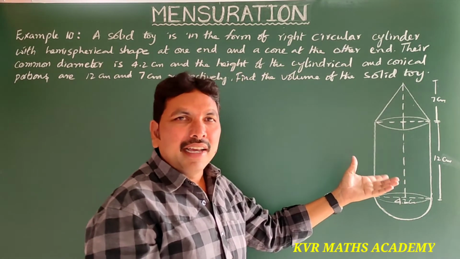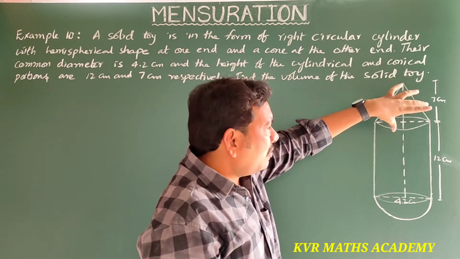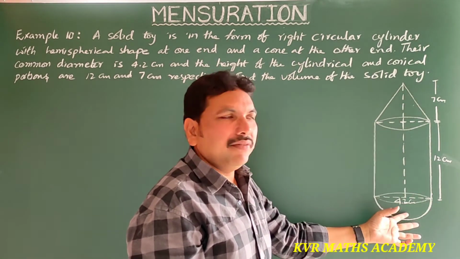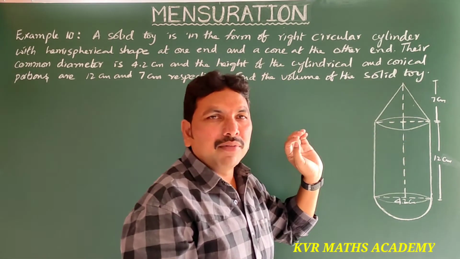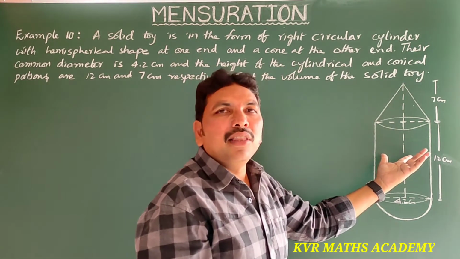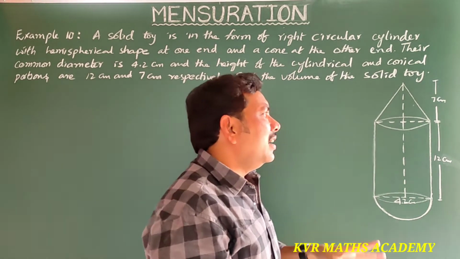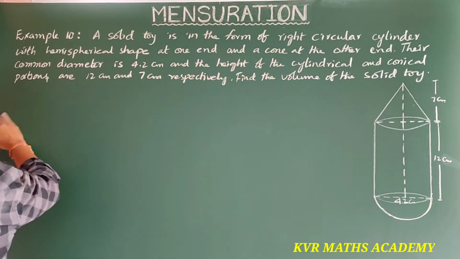How can you find it? First we have to find the volume of the cone, after that the volume of the cylinder, after that the volume of the sphere. We have to find and add all these volumes, and we can easily get the volume of the solid toy. Understood? So according to that, first do the sum.